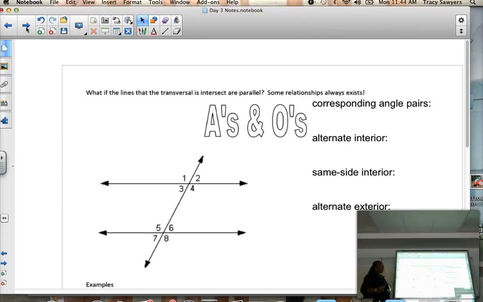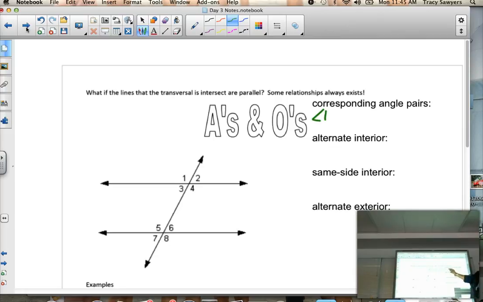Okay, let's do a little bit of review before we start playing with A's and O's. Someone please tell me the corresponding angle pairs using the numbers that are given to us. Corresponding angles. Yes. Go ahead, Brenda. Wait a second. 1 and... Okay, someone help her out. Andrea? Yes, angle 1 and angle 5.